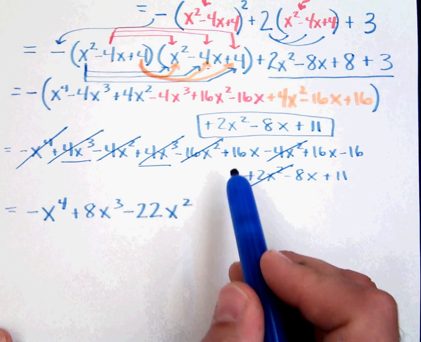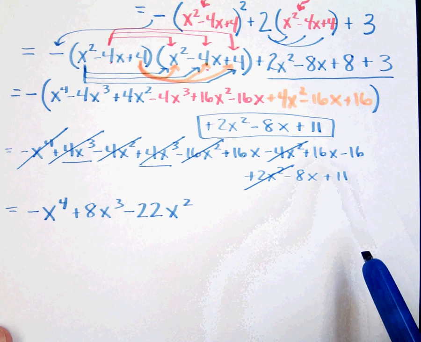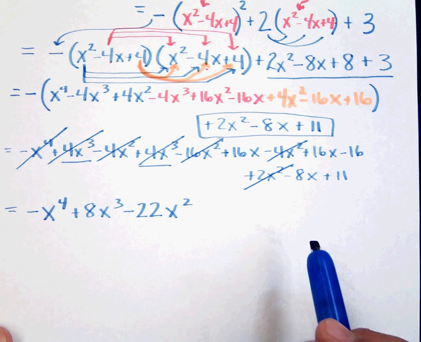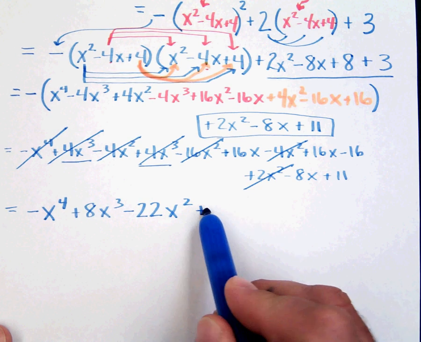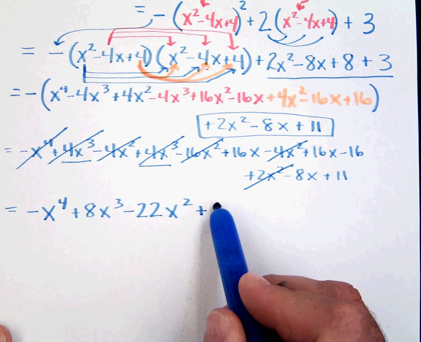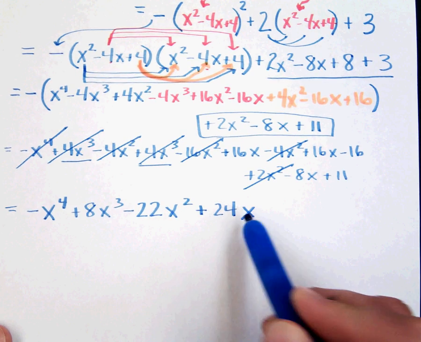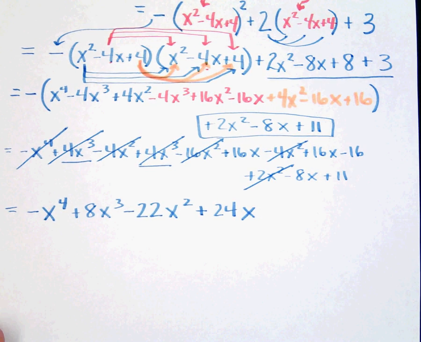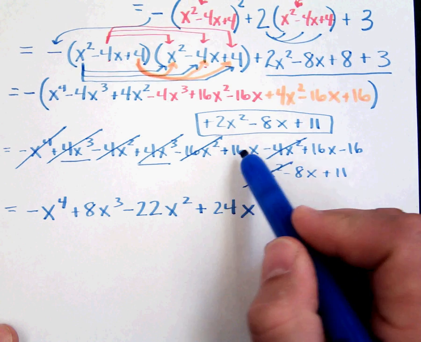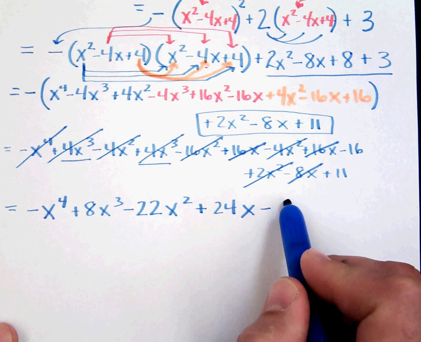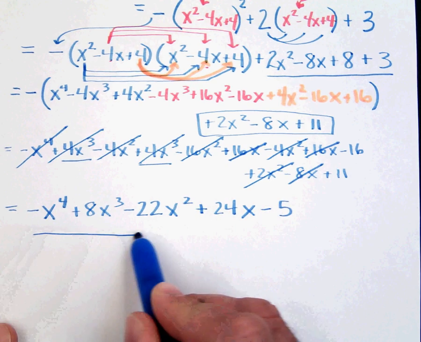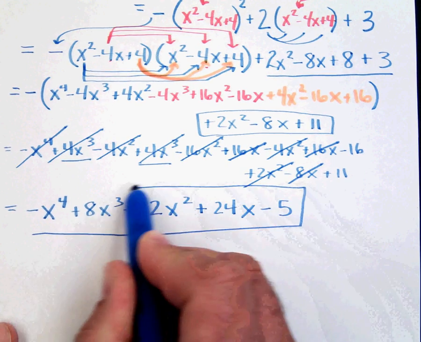Finally, I have 16x and another 16x and a minus 8x. They would combine to 32 minus 8. That's going to be plus 24x. And finally, the negative 16, let's cross those out. The negative 16 and the positive 11 combine to negative 5. This is my final answer.